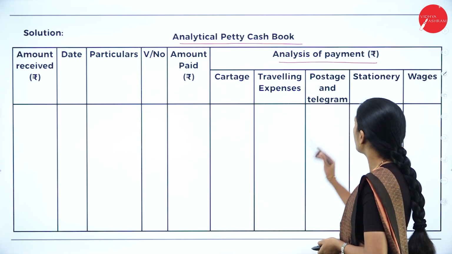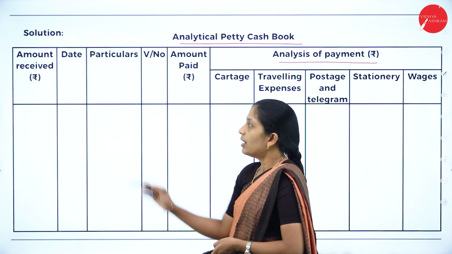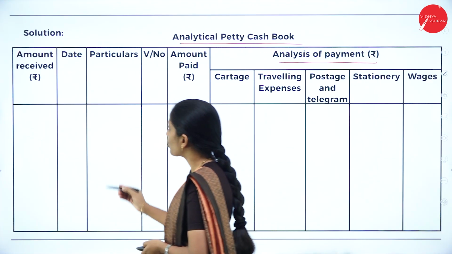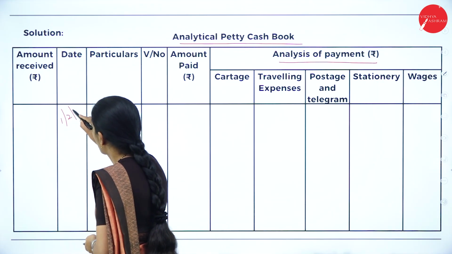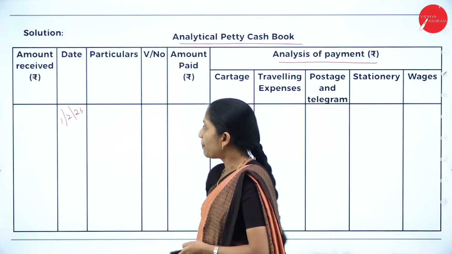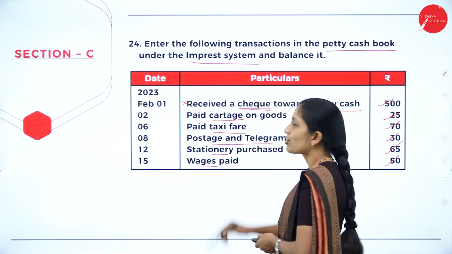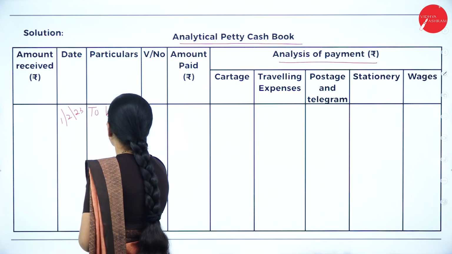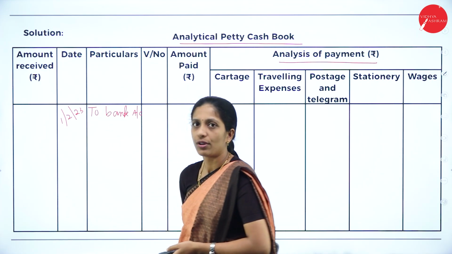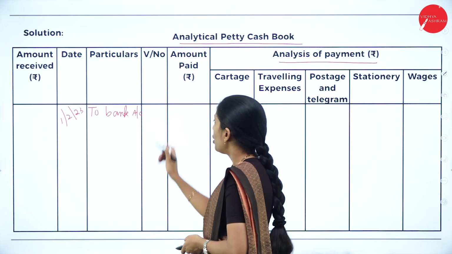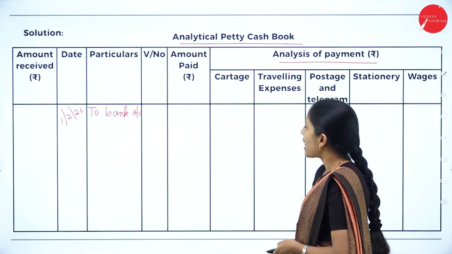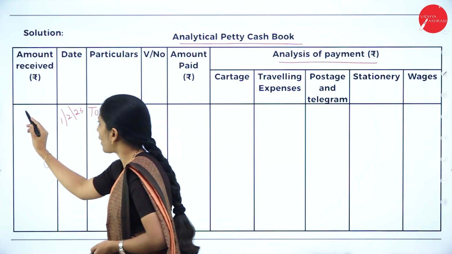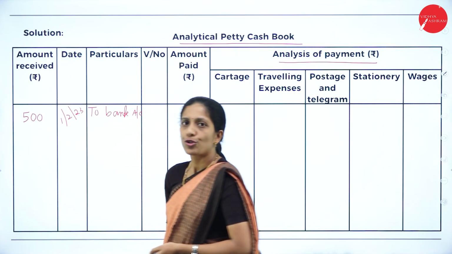Now let us solve the problem here. First, amount received. First we shall write the date. What is the date? 1st Feb 2023, that is 1/2/2023. Then in the particulars, we have received a cheque, so you will write it as To Bank Account. Voucher number is not there. Now, what is the amount received? We have received 500 rupees, so you will write 500 here. Hope you are clear.